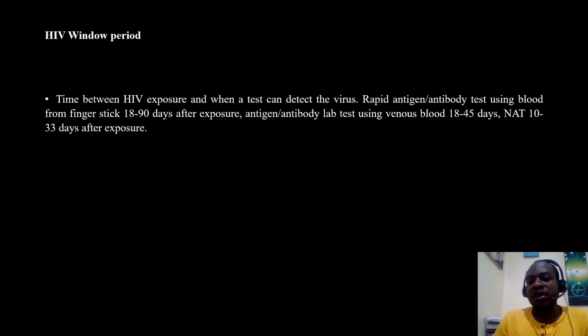If you do a nucleic acid test, it is more sensitive compared to the other tests. It can detect the virus between 10 days and 33 days after exposure. In fact, the nucleic acid test is always recommended for people who have been exposed to the virus and are not very sure, or people who have early symptoms of HIV and need to confirm. It helps to detect the virus quickly, so that the doctor may start you on antiretroviral therapy as soon as possible.